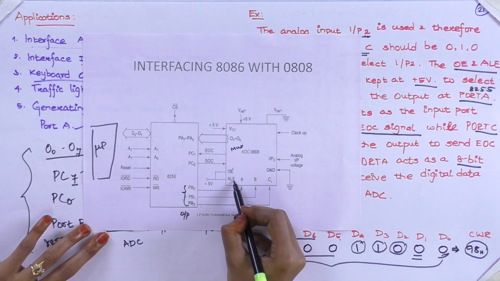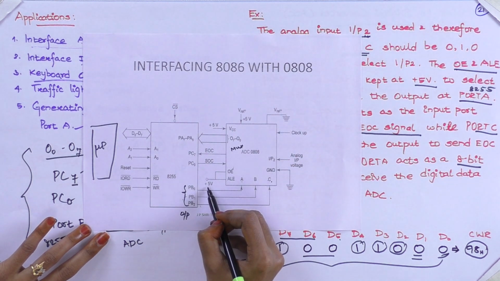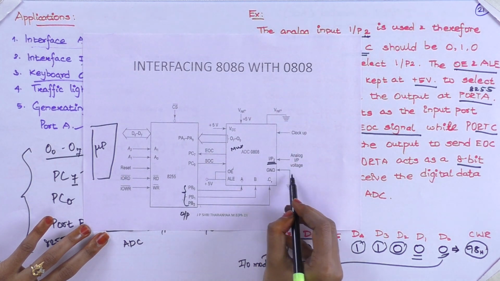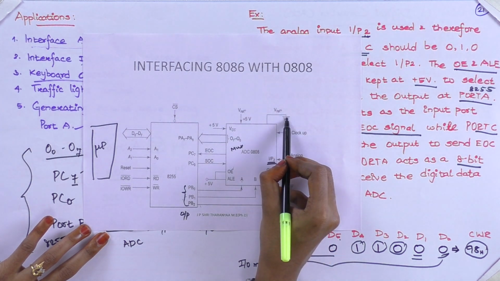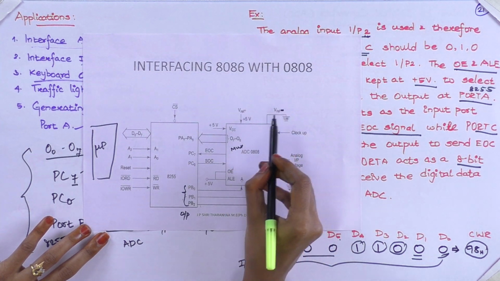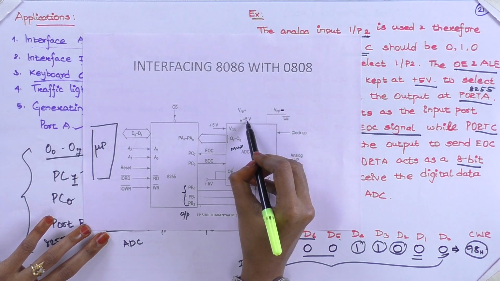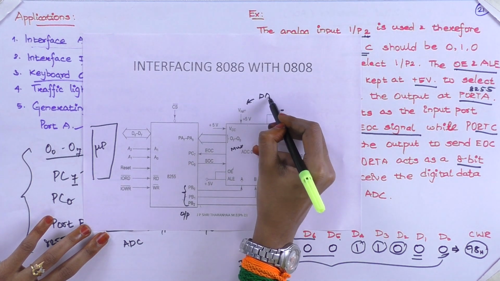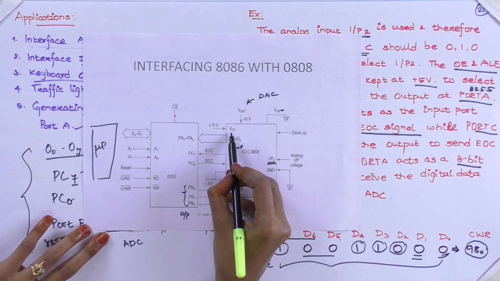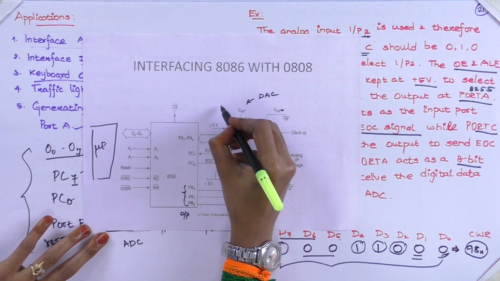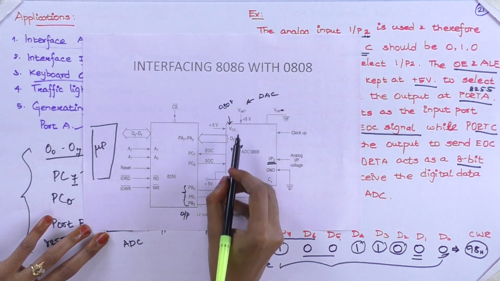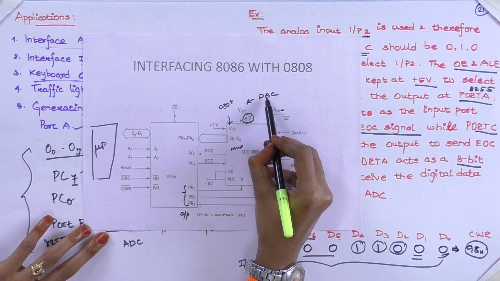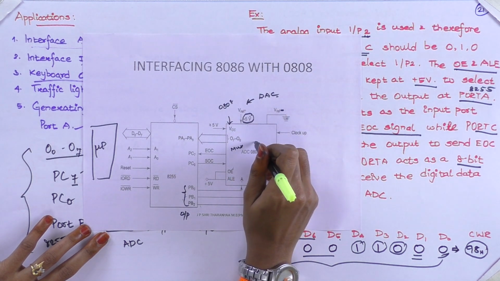Your output enable and ALE are connected with positive 5 volt. Based on this, your IP2 will be selected. Negative V reference is grounded. Positive V reference is given with positive 5 volt. So this reference is for the ADC. Don't get confused. And this VCC is to operate this IC. The 0808 has to operate, no? So for that this 5 volt is given. This 5 volt is also given as a reference for the analog to digital converter that is inside here.